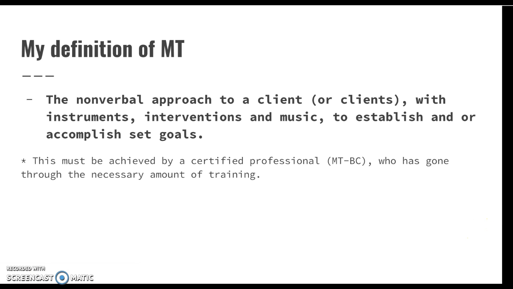Alright, so the exact definition of music therapy that I came up with is the nonverbal approach to a client or multiple clients with instruments, interventions, and music to establish and/or accomplish a preset goal. And it should be noted that it must be achieved by a certified professional, a board certified music therapist, who has gone through the necessary and proper amount of training.